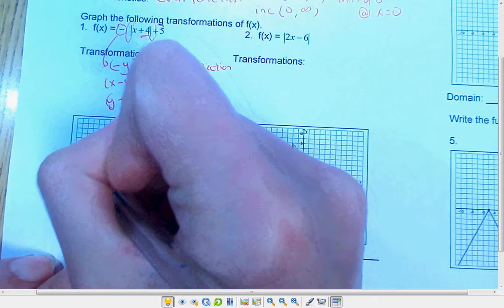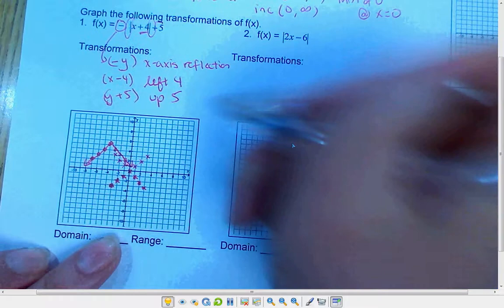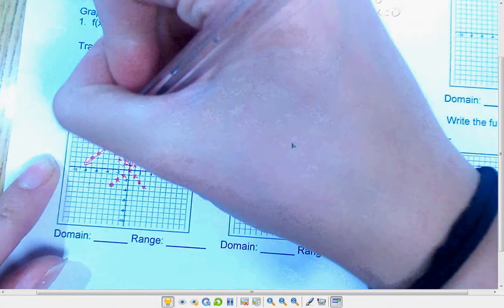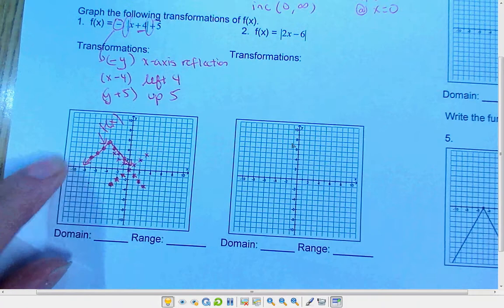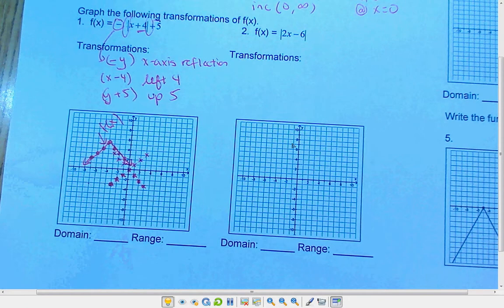Connect them, draw an arrow because it keeps on going. And this is my function. So this should look just like these points right here. They're all separated by 1 over 1 down.